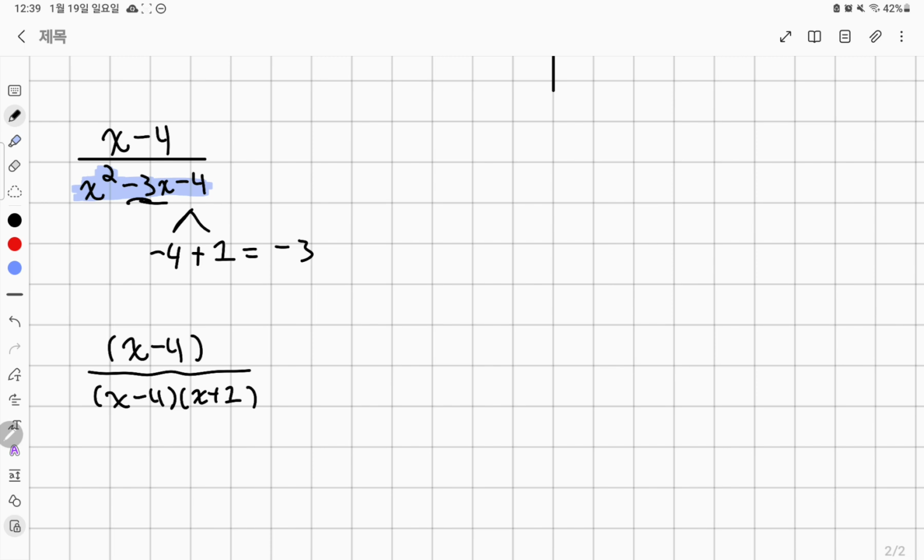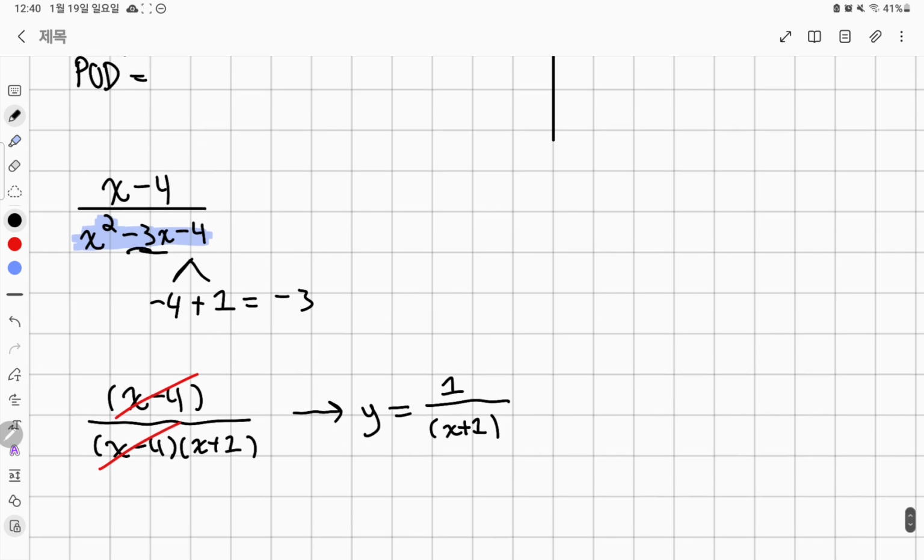Our goal is to know how to graph this function. So what we're going to do is just cancel this out, the x minus 4. This 4 is our POD, the point of discontinuity. If you simplify it, it is y equals 1 over x plus 1, and this is our final graph. I'll explain this a bit further later on.